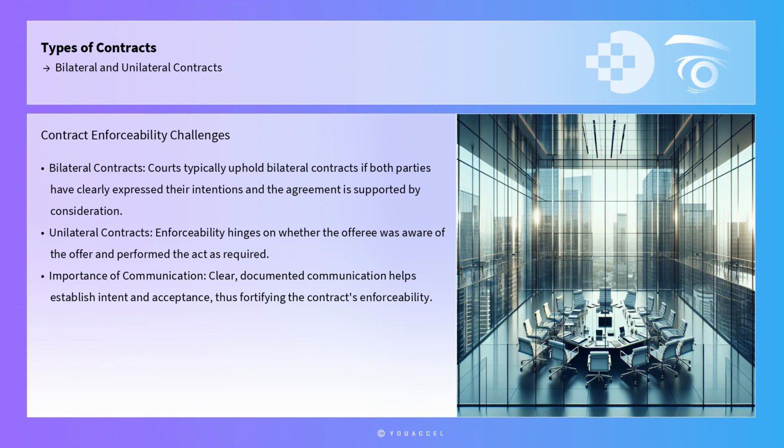A critical challenge in both bilateral and unilateral contracts is ensuring enforceability. Courts typically uphold bilateral contracts if both parties have clearly expressed their intentions and the agreement is supported by consideration. In the case of unilateral contracts, enforceability hinges on whether the offeree was aware of the offer and performed the act as required. Therefore, communication plays a vital role in contract formation. Clear, documented communication helps establish intent and acceptance, thus fortifying the contract's enforceability.